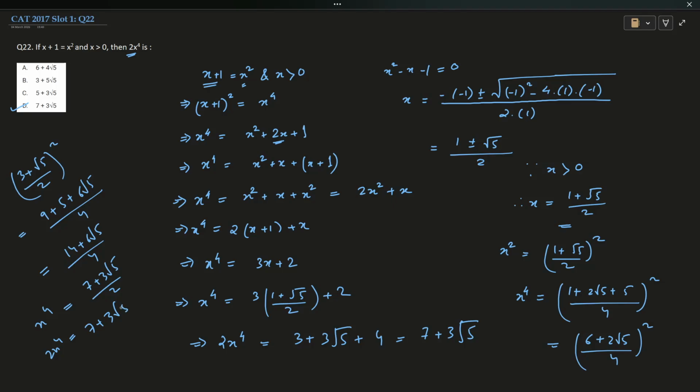Yeah, guys, you can solve it like this also, whichever method you like. Okay, you will get the same answer. Alright, guys, let's move on to the next question. Not any difficult one, very easy question. Let's move on to the third question.